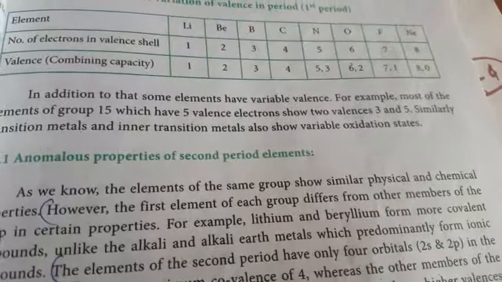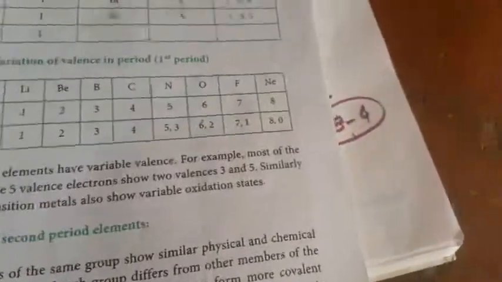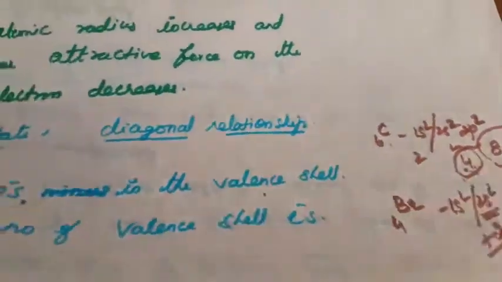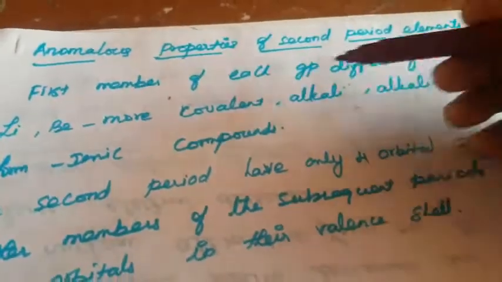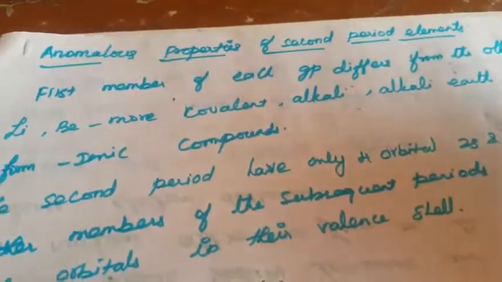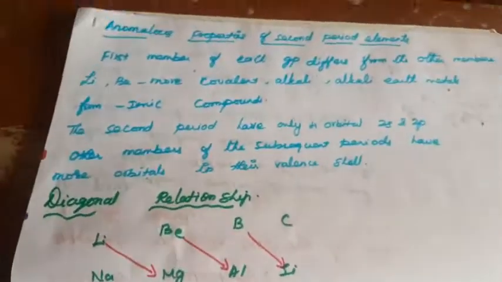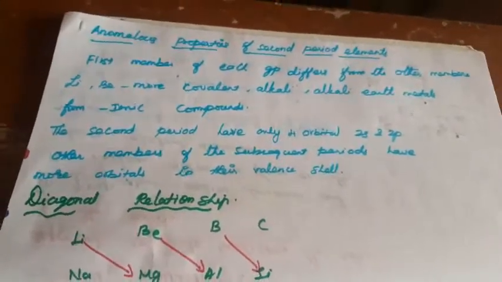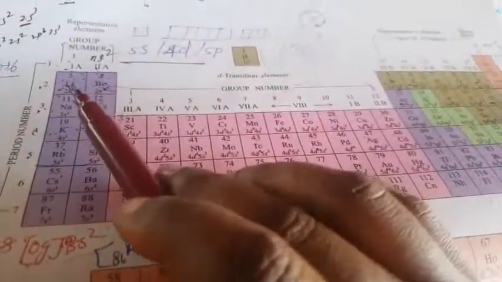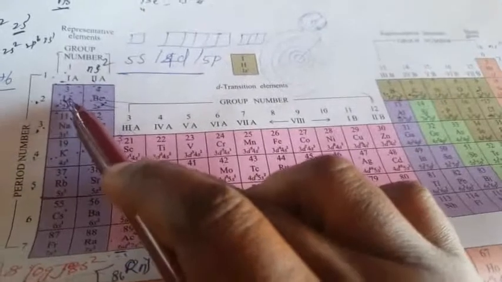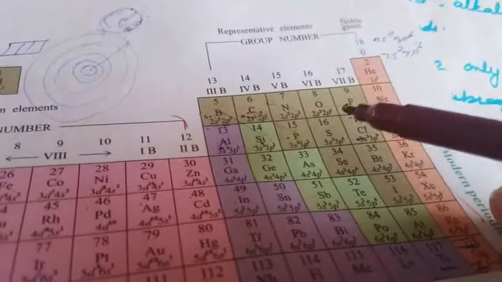Next one is the anomalous properties of the second period. What is meant by the second period? It starts from the second period. What are the elements present? Lithium, beryllium, then boron, carbon, nitrogen, oxygen, fluorine and neon. This is the second period.